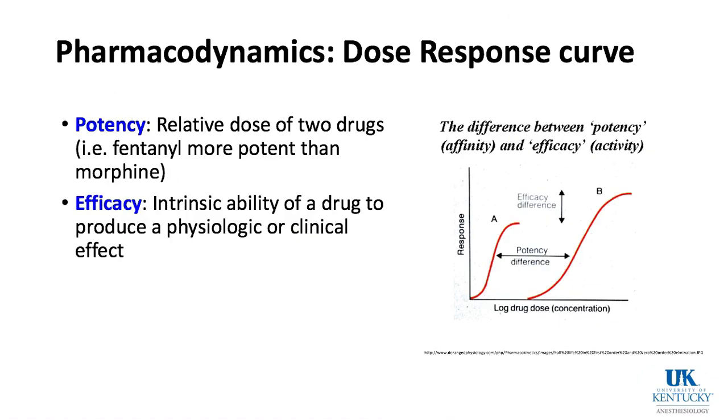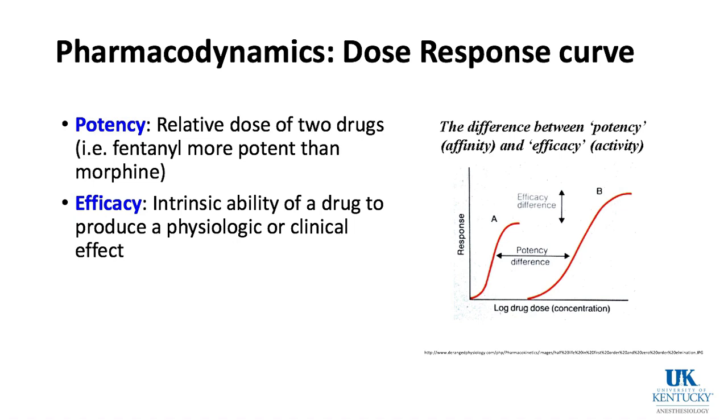Pharmacodynamics and dose response curves was the next keyword. Let's look at the graphic first, where we have response on the y-axis and log drug dose or concentration on the x-axis. You can see that as you compare A versus B, it takes more drug to have a response. So potency is the relative dose of two drugs, fentanyl being more potent than morphine, and drug A in this graphic being more potent than B.